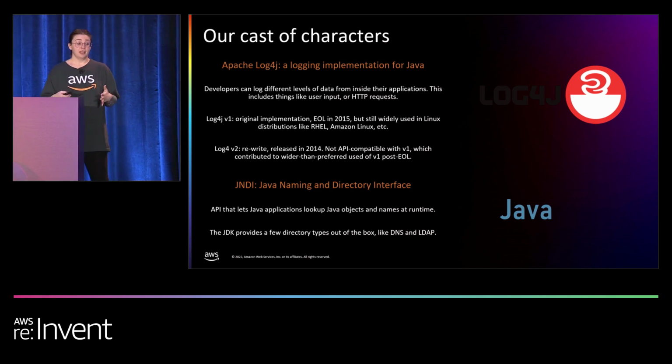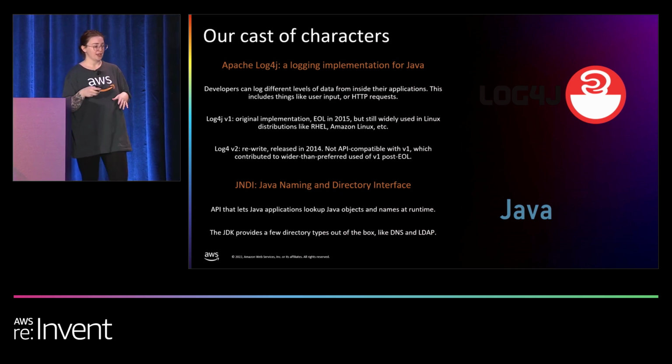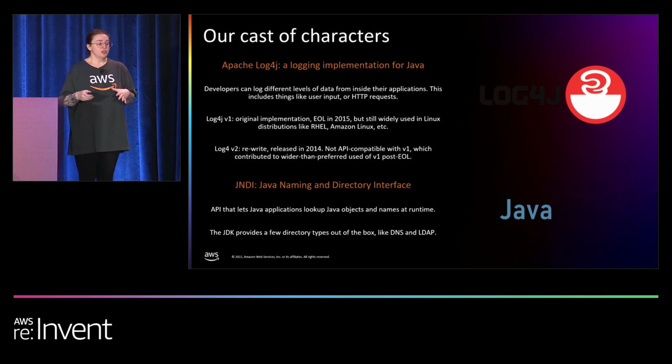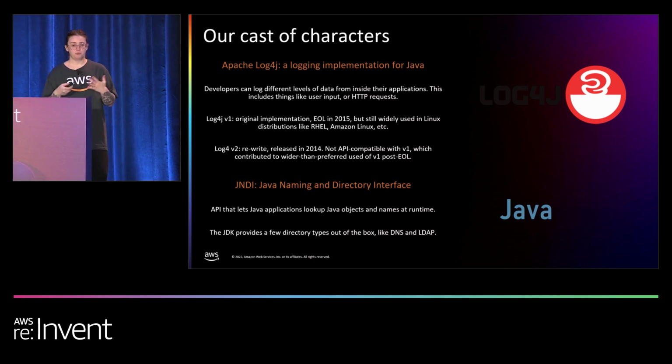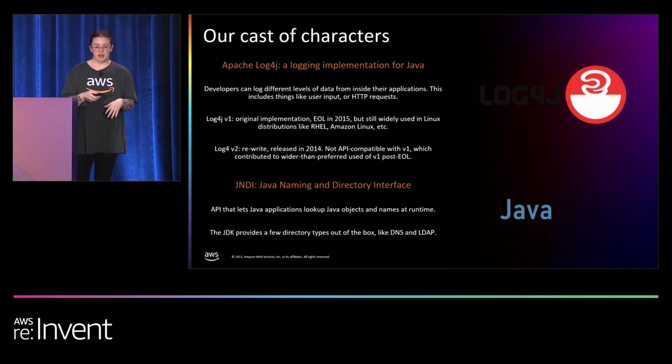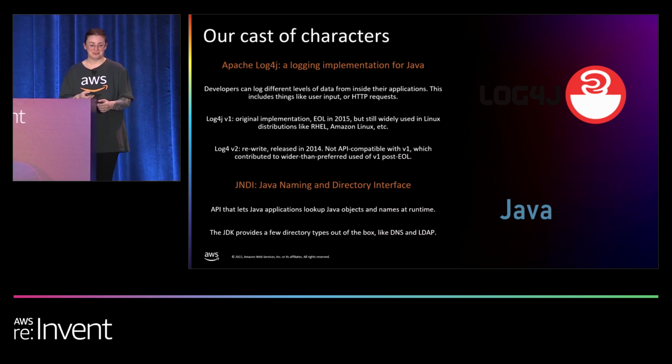And then JNDI, the Java Naming and Directory Interface. This is the other component in our cast of characters. It lets Java applications look up things like an object or a name at runtime. And there are some functions for JNDI out of the box, like DNS or LDAP, which we'll get to in a second.